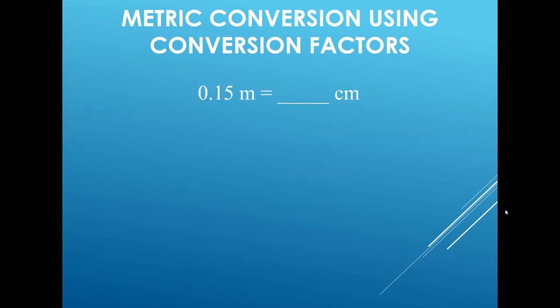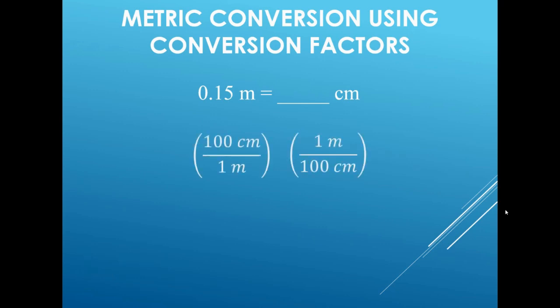Conversion factors can be used to convert between prefixes in the metric system as well. So let's go back to our question: how many centimeters are there in 0.15 meters? Well, we know that there are 100 centimeters in 1 meter, so we can use that as our conversion factor. But which version should we use?